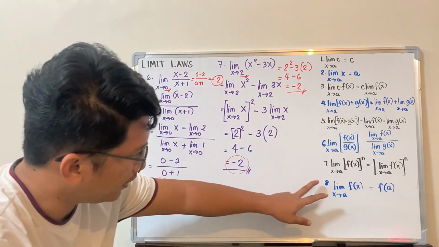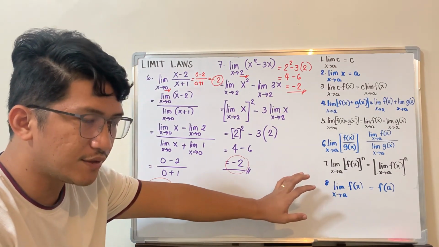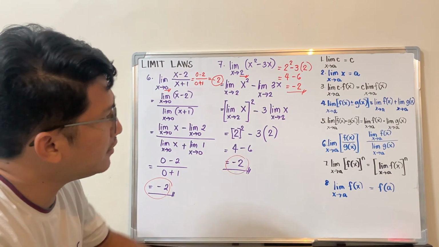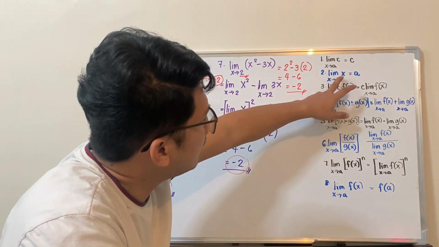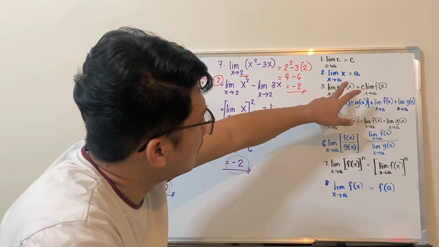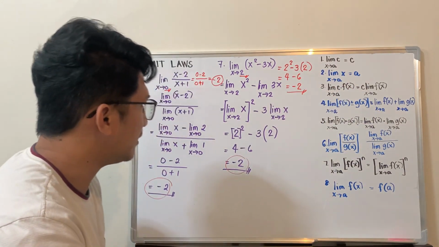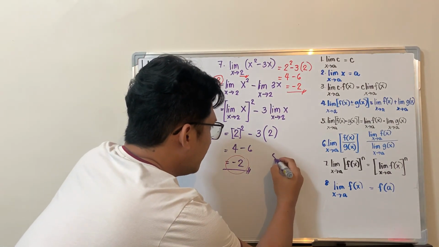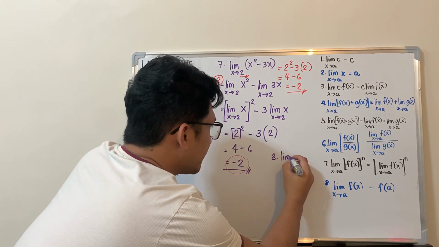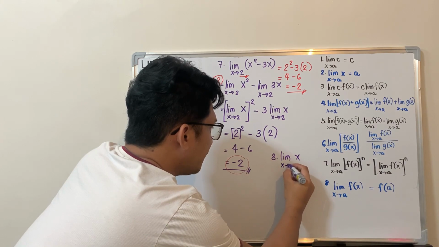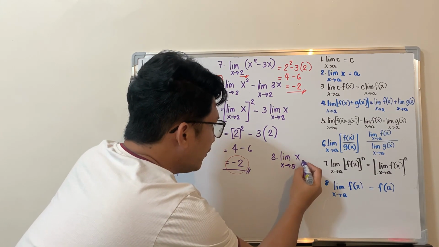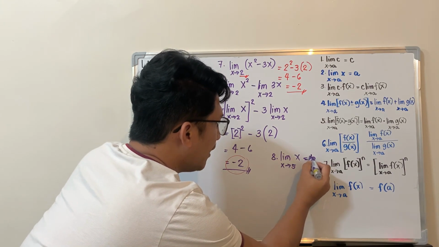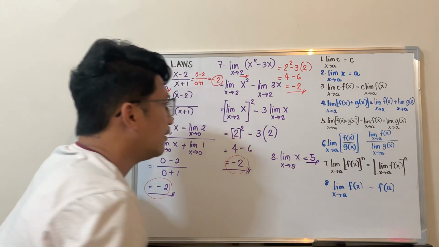So that explains number 8. Whatever it is, what you really do is substitute. That's mainly the reason why the limit of x as x approaches a is equal to a, because you just substitute. For example, the last example, number 8: the limit of x as x approaches 5. Very simple, right? What you do is substitute the 5 into x. So of course, 5 is your limit.